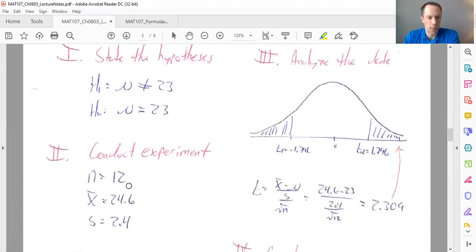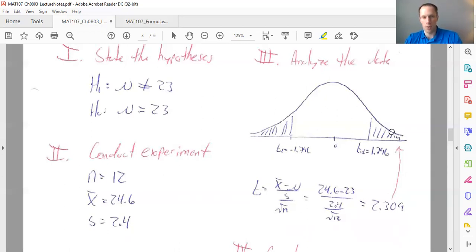When you did the experiment, you chose 12 lifeguards to be in your sample, found their average age to be 24.6. Sample standard deviation is 2.4. Now, when you analyze the data, since the population is normally distributed, even with a small sample size, we still know that the sample mean would have this t distribution. So draw the bell curve, which represents the t distribution.